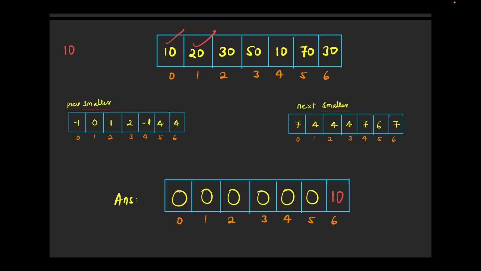Now I come to 20. I will check for what size of subarray 20 is smaller. The next smaller is 4 minus the previous smaller is 0 minus 1, which is nothing but 3. So 20 is smaller for a subarray of size 3. So let's go and update at subarray size 3. Here I will simply update it as 20, right? See, I'm not updating for every subarray, only at the last position. The size was 3, so I updated over here.